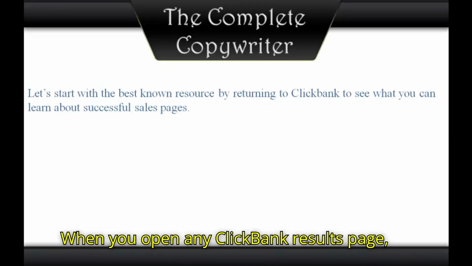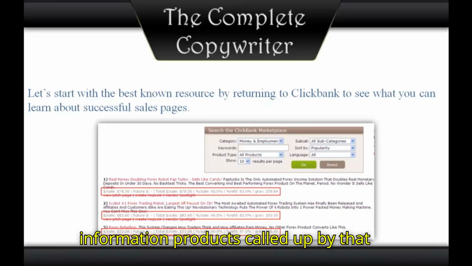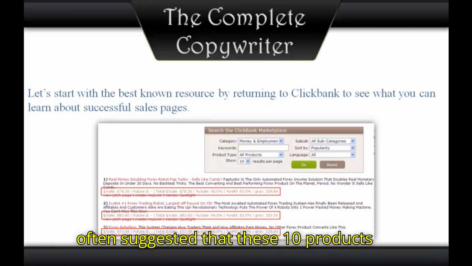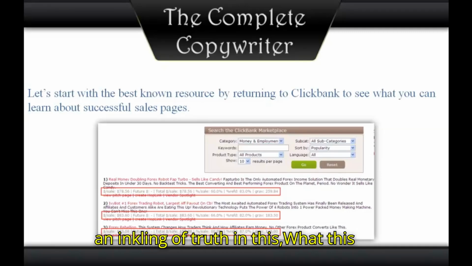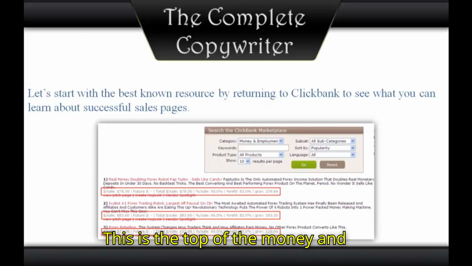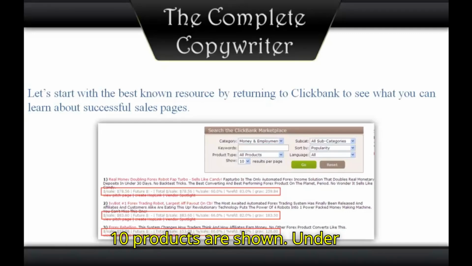When you open any ClickBank results page, either by typing in a specific search term or by category, what you are presented with is the top 10 digital information products called up by that term or category search. It is often suggested that these 10 products are the most popular, but while there is an inkling of truth in this, what this search really demonstrates is far more interesting from a copywriting point of view, as I will explain. This is the top of the money and employment search page on which the top 10 products are shown.